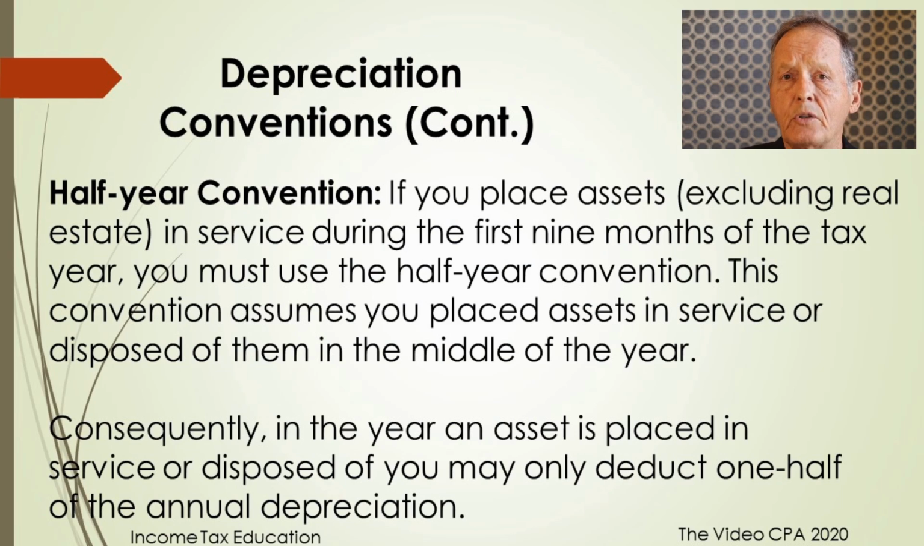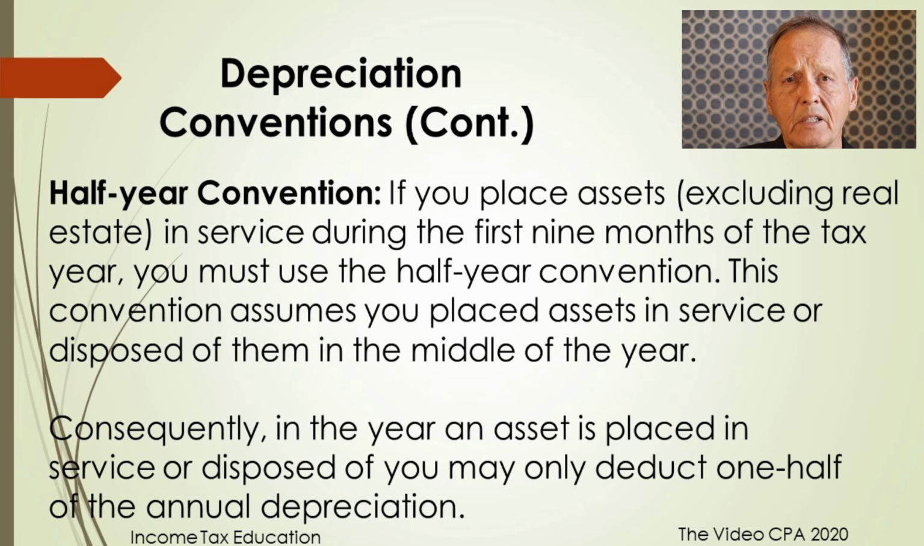The half-year convention assumes that you have put everything in service at the midpoint of the year. So for everything from January through September, it assumes the midpoint of the year. What it basically says is you're going to get half-year depreciation for everything that you put in service that year, and a half-year depreciation for everything you take out of service when you take it out of service.